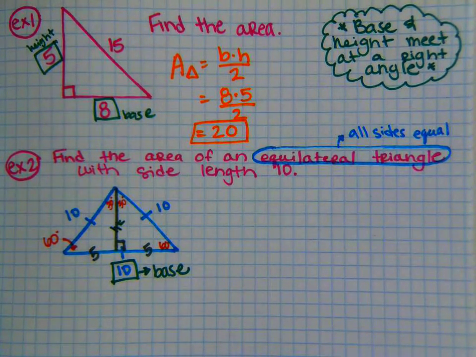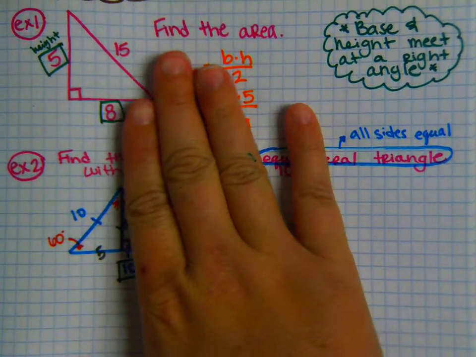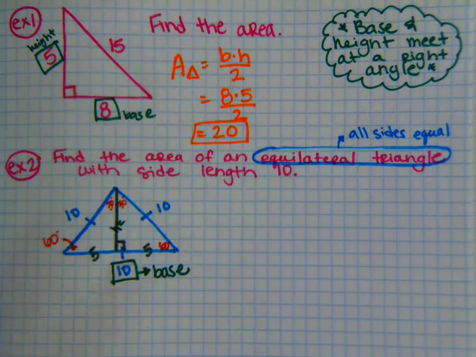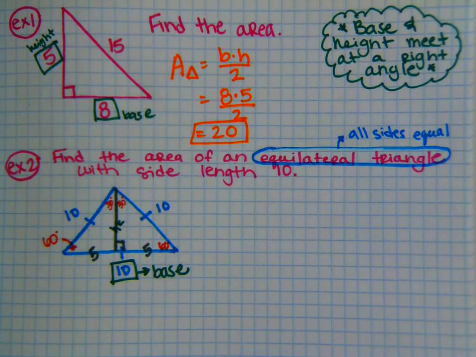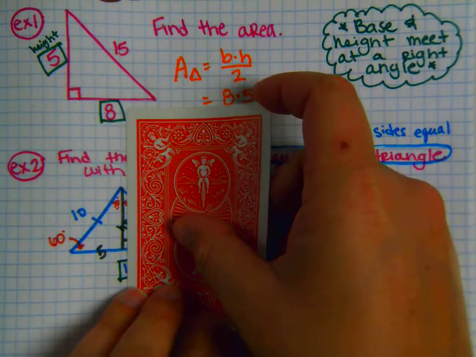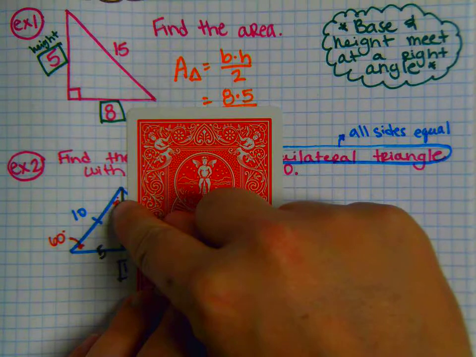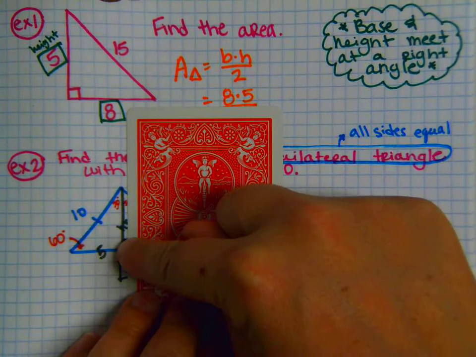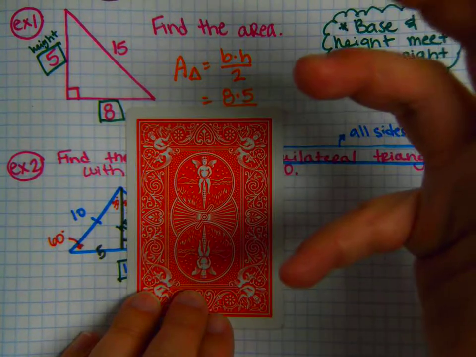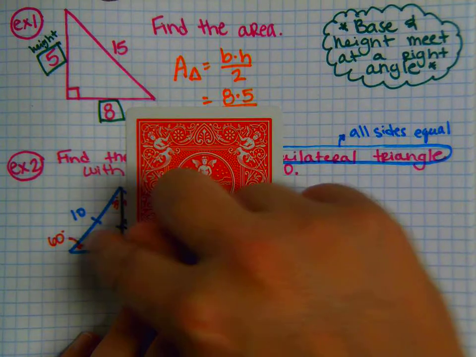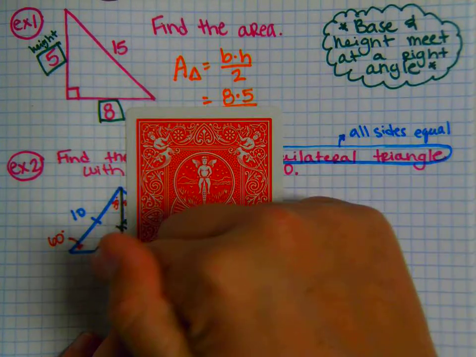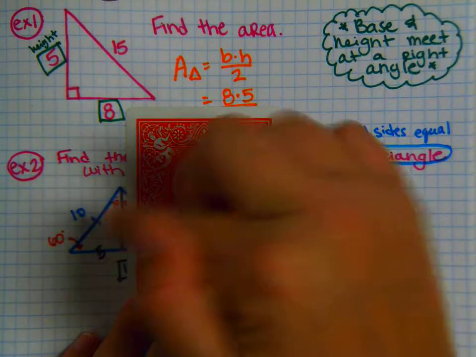Now, there's something cool that just happened. If I cover this part up, all you're left with is a 30, 60, 90 degree triangle, which we know a lot about. That's what our last unit was on. So 30, 60, 90. We know the side lengths are x, 2x, and x root 3.